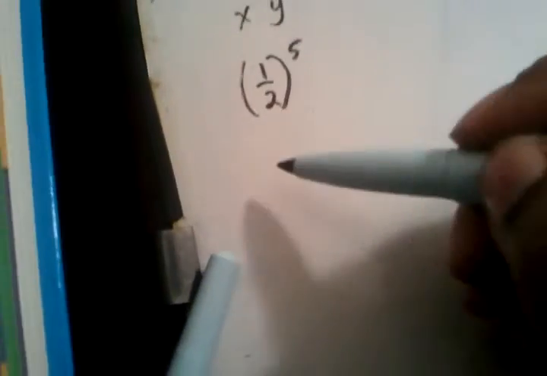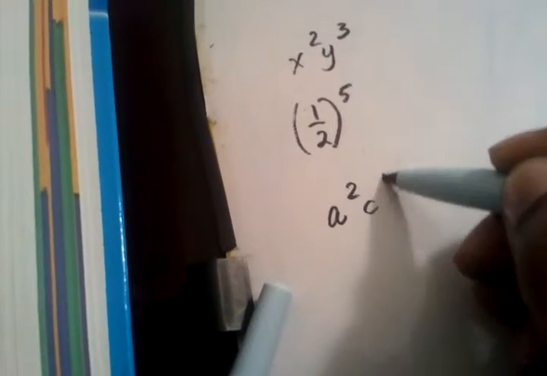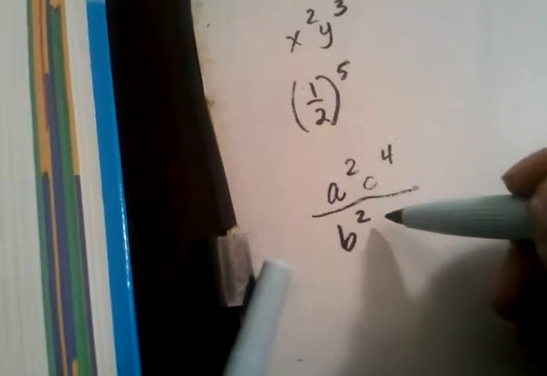All right, let's take a look at this next one. That was kind of crazy, but we can see that these A's are on top. Let's get some clarity here. A's are on top, and we have 2 of them. We have 4 C's on the top, 2 B's, and 4 D's. So that's going to be a squared c to the 4th over b squared d to the 4th power.